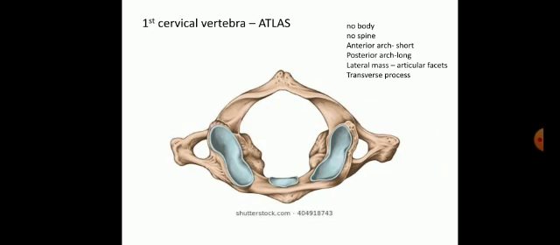The first cervical vertebra is an atypical vertebra. It's called the atlas because it's going to support the weight of the skull. Atlas has no body, no spine. Instead, it has a short anterior arch and a long posterior arch. The anterior and the posterior arch are connected by the lateral mass, which has a superior and inferior articular facet. And then it has a short transverse process.